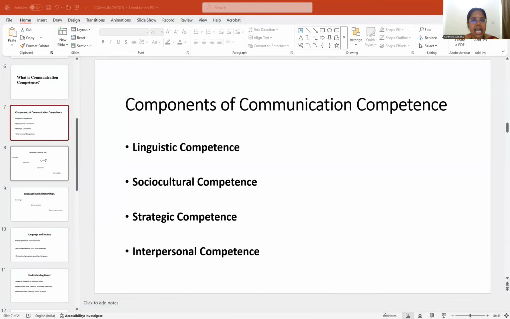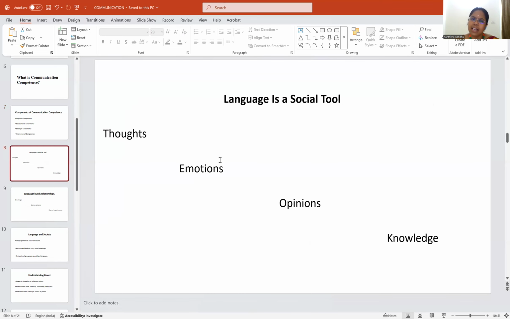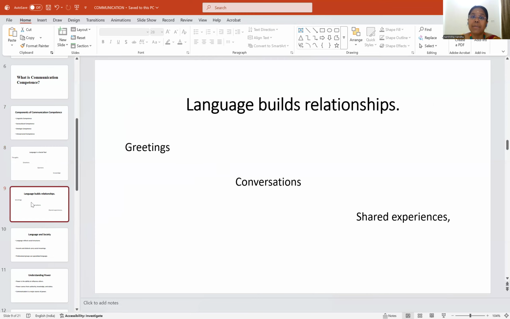So, next, language acts as a social tool. How come? Language can be termed a social tool because it expresses ideas. Language allows an individual to communicate thoughts, emotions, opinions, and knowledge. Next, language builds relationships through greetings, conversations, and shared experience. Language helps one establish a social connection and a trustworthy environment.